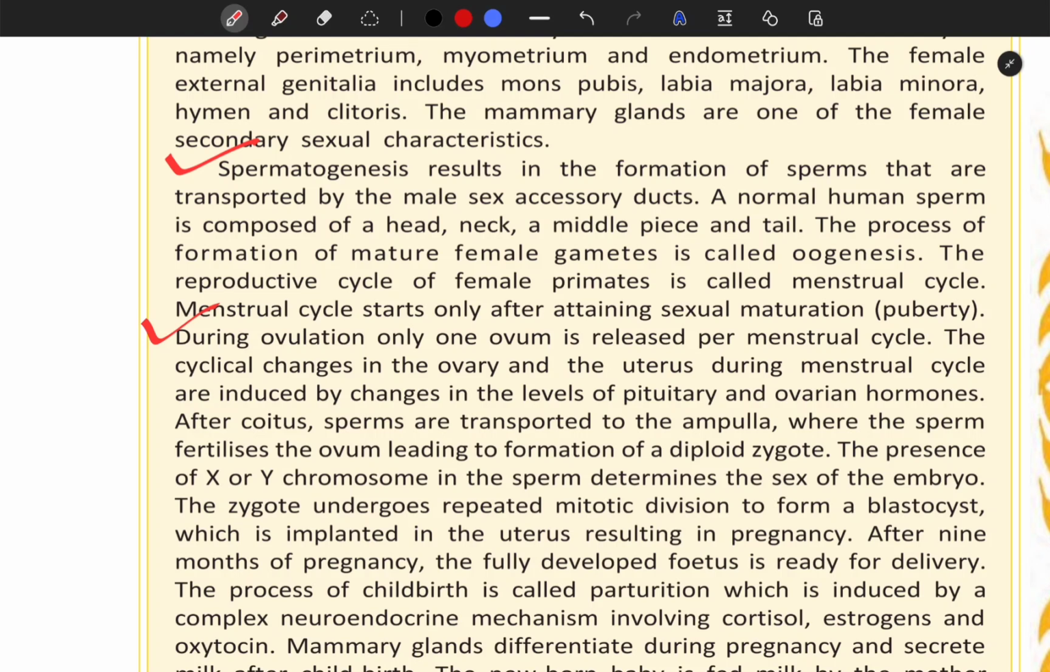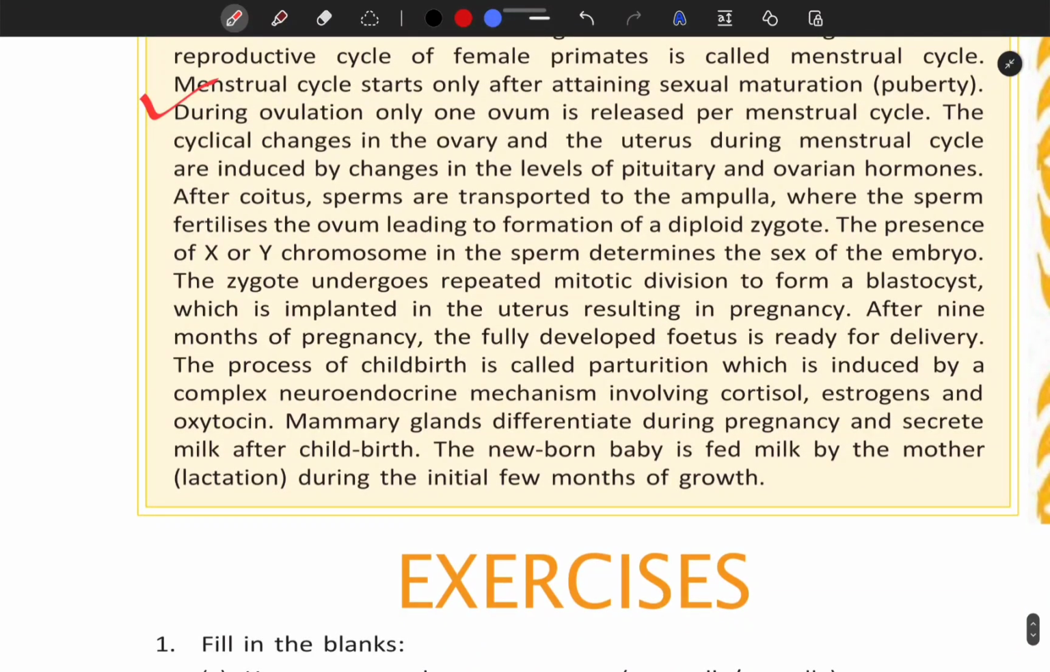After coitus, sperms are transported to the ampulla, where the sperm fertilizes the ovum, leading to formation of a diploid zygote. The presence of an X or Y chromosome in the sperm determines the sex of the embryo. The zygote undergoes repeated mitotic division to form a blastocyst, which is implanted in the uterus, resulting in pregnancy. After 9 months of pregnancy, the fully developed fetus is ready for delivery.